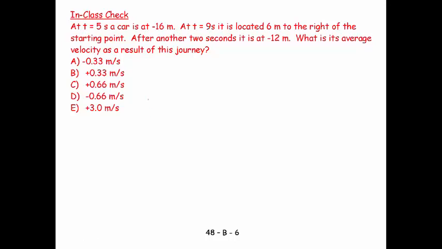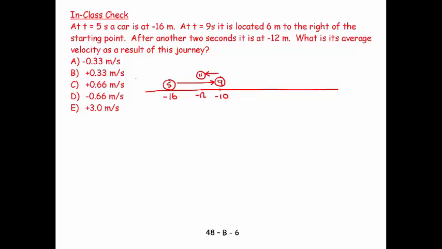Okay, let's look at this other typical question. So here's our number line at t equals 5 seconds. So when the clock says 5, I'm at minus 16 meters. Then it says at t equals 9 seconds, it is located 6 meters to the right of the starting point. So I'm going to be 6 meters over here, which is minus 10. And the clock says 9. After another 2 seconds, it is at minus 12. So minus 12. And now the clock is saying 11.